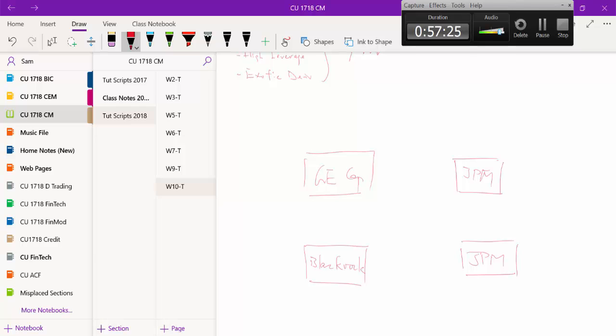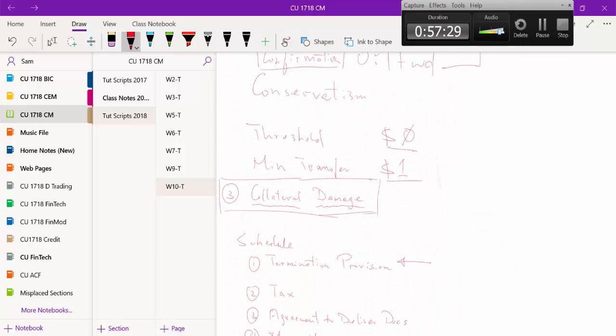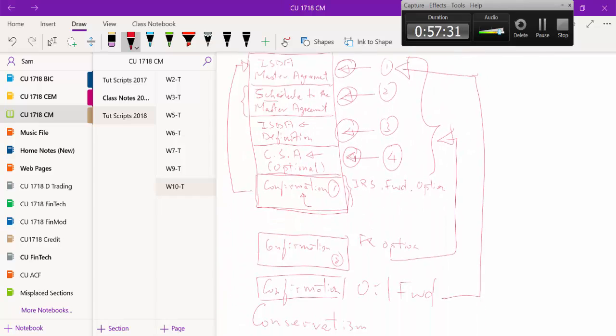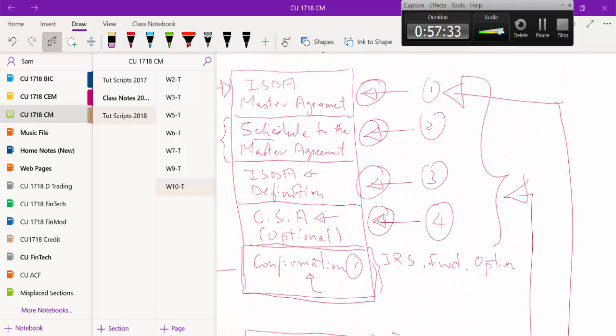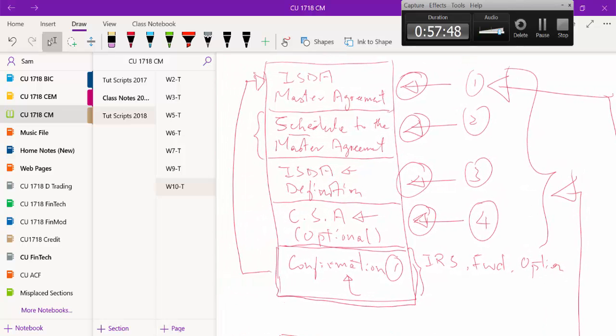Yes, correct. So you still sign the same documents, which are these documents. You still sign the master, you still sign the schedule, you still agree on CSA, on the definitions, but you will now likely be dealing with other derivatives depending on what kind of fund you are dealing with.